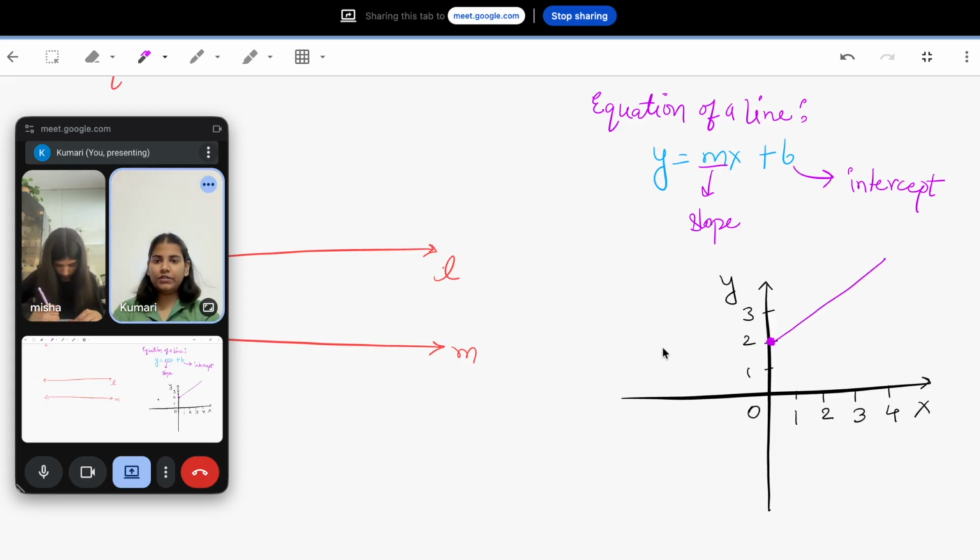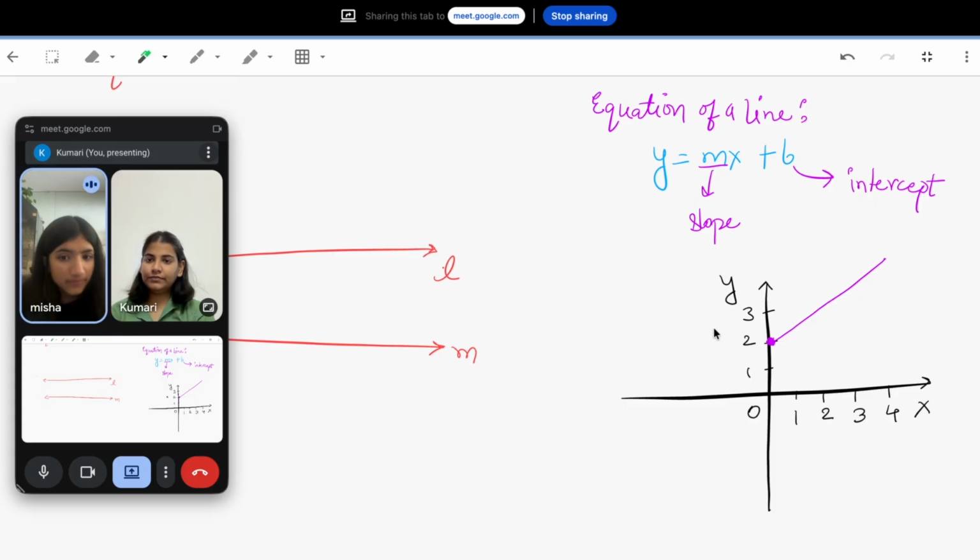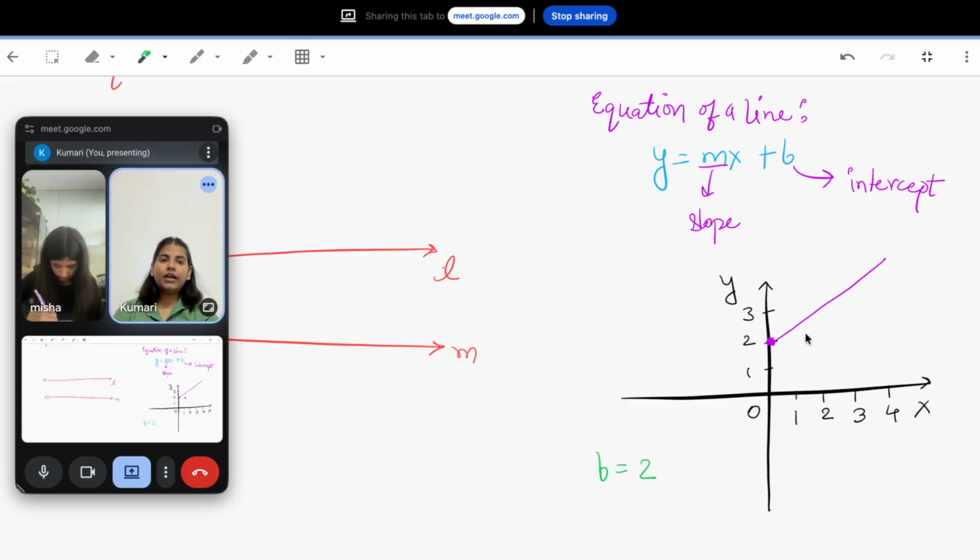What is the intercept of this line? Right, I can't see. Okay, I see it. The intercept would be 2. Yes, the intercept will be 2. So write down b equals 2. And now just by looking at this one, I want to write down the slope for this line. How will I write down my slope?